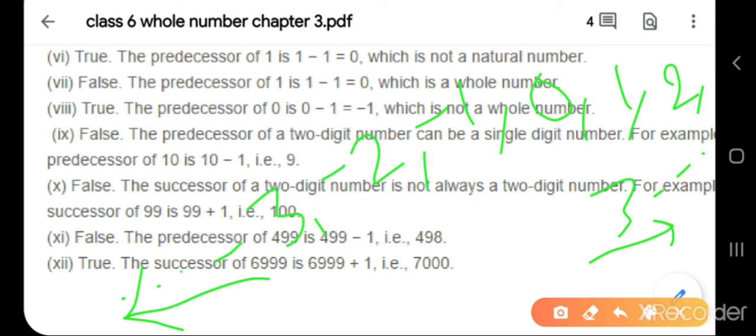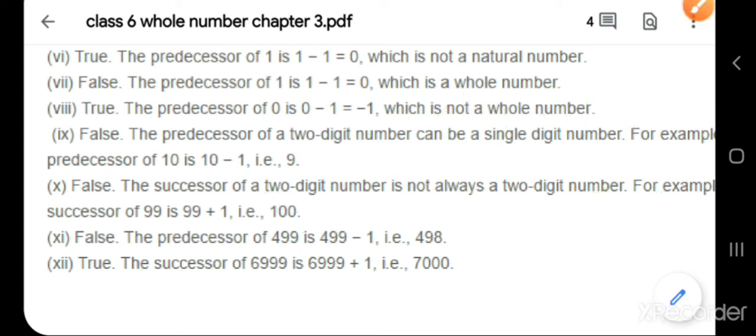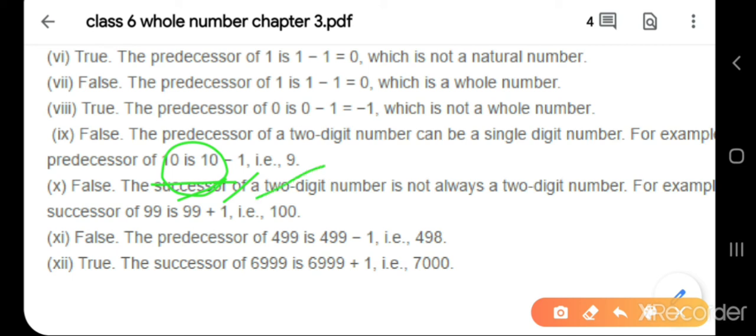The predecessor of a two-digit number is never a single-digit number. Of course, it is. Let's take the example of 10, which has also been given in the question. If you take 10, which is a two-digit number, and find its predecessor, we get 9. To find the predecessor of any number, we need to subtract 1. So when we subtract 1 from 10, we get 9, which is a one-digit number. So the given statement is false.